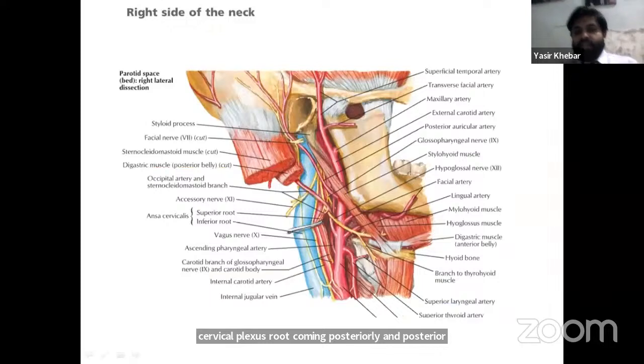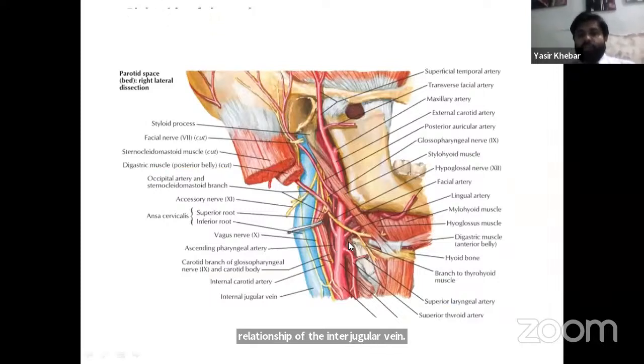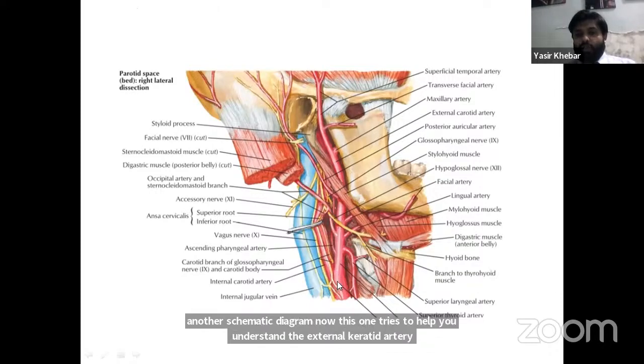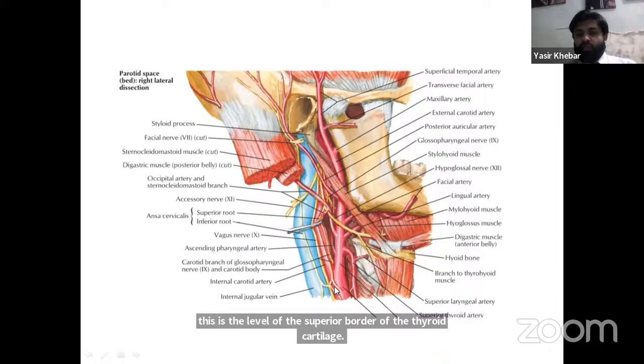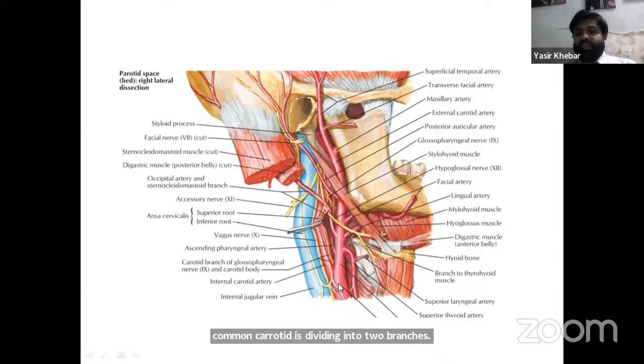So another schematic diagram. Now this one tries to help you understand the external carotid artery. See, this is the level of the superior border of the thyroid cartilage. Common carotid is dividing into 2 branches. This portion of common carotid is slightly dilated and is known as the carotid sinus. It actually works as a baroreceptor. And here we have the carotid body lying down, which works as a chemoreceptor. Both of them are supplied by carotid branches of the glossopharyngeal and vagus nerve.